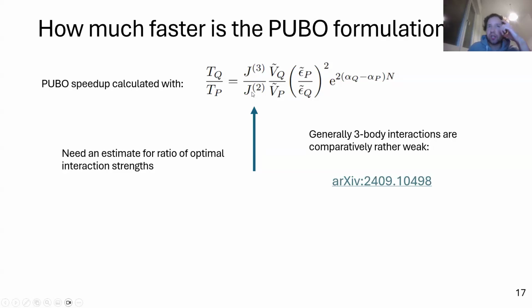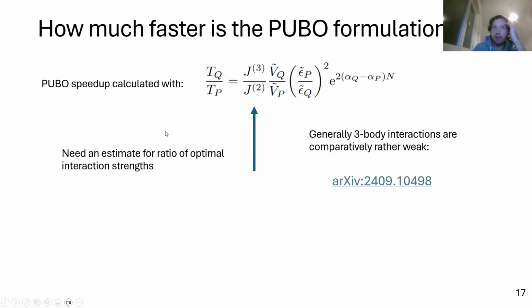And then the J3 versus J2. This is a relevant point: how large is the three-body interaction compared to the two-body interaction? If you look at some systems, the three-body interactions are generally very weak. For example, in this other work, we looked at a trapped ion computer and calculated perturbatively how strong the three-body interactions that occur in the system are, and they're usually negligible. But there are some very specific proposals and circumstances where you can tune three-body interactions to the same or comparable strength as two-body interactions.